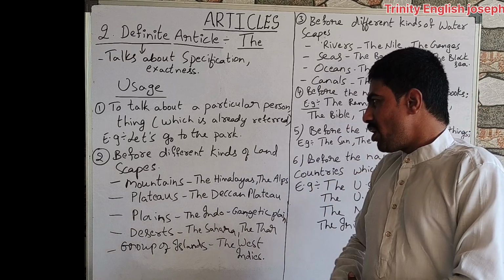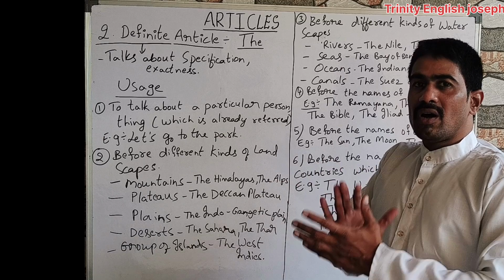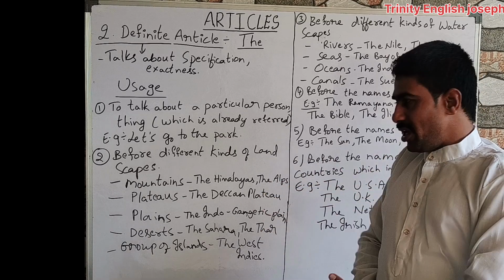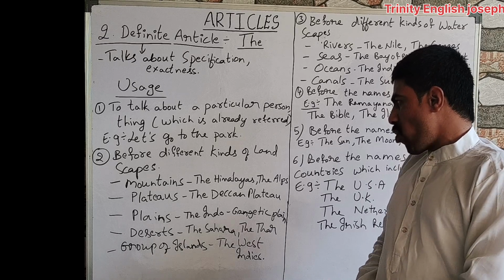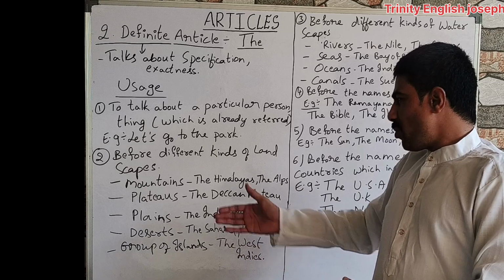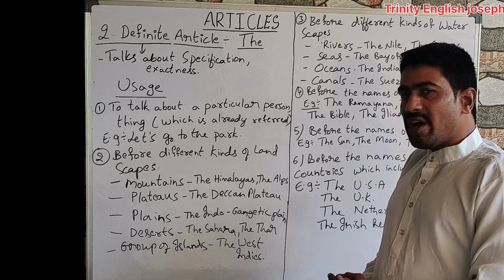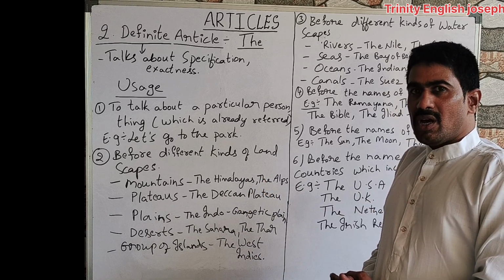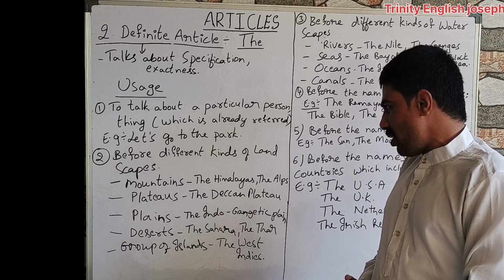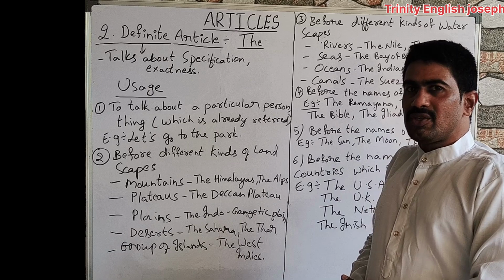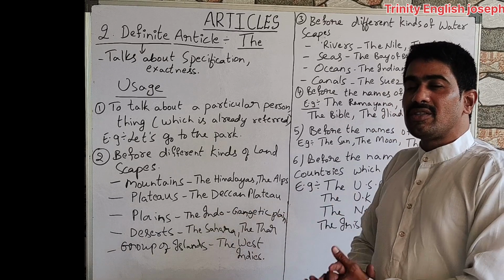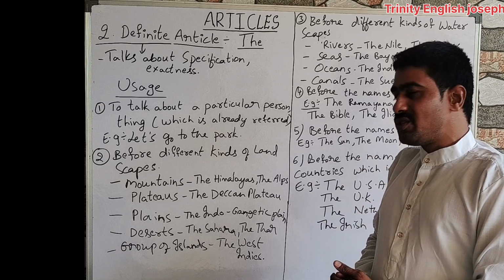And coming to the next one, plateaus. The Deccan Plateau, the Indo-Gangetic Plateau. So here in this way you would be talking about. And the next one is plains. So in the plains we just speak about the Indo-Gangetic plain. And the next one is about the deserts. You know, the Sahara desert, the Thar desert and many other deserts in such a way.